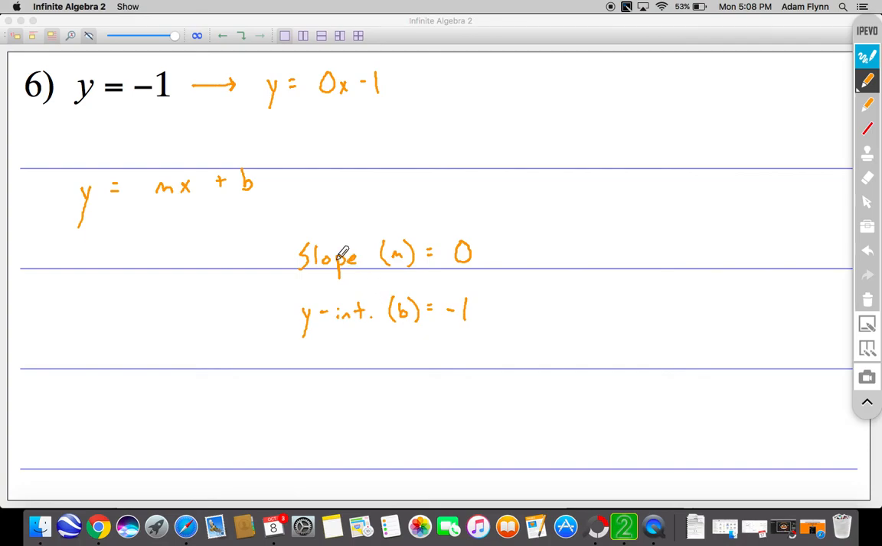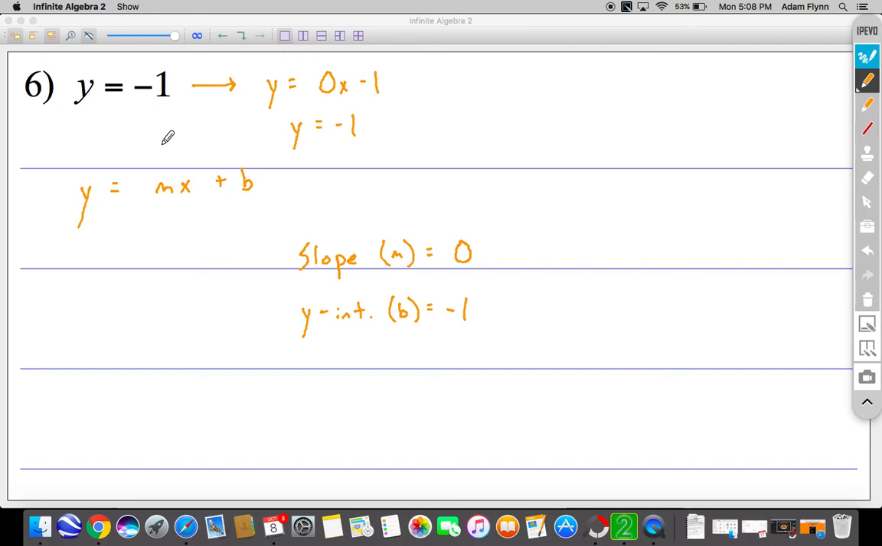Okay? And the reason we can write it like this is because remember, 0 times anything is going to be 0. And when we just have 0 here, we would have y equals 0 minus 1. Well, 0 minus 1 is negative 1, so we could rewrite it as y equals negative 1, which was the exact problem we were given.